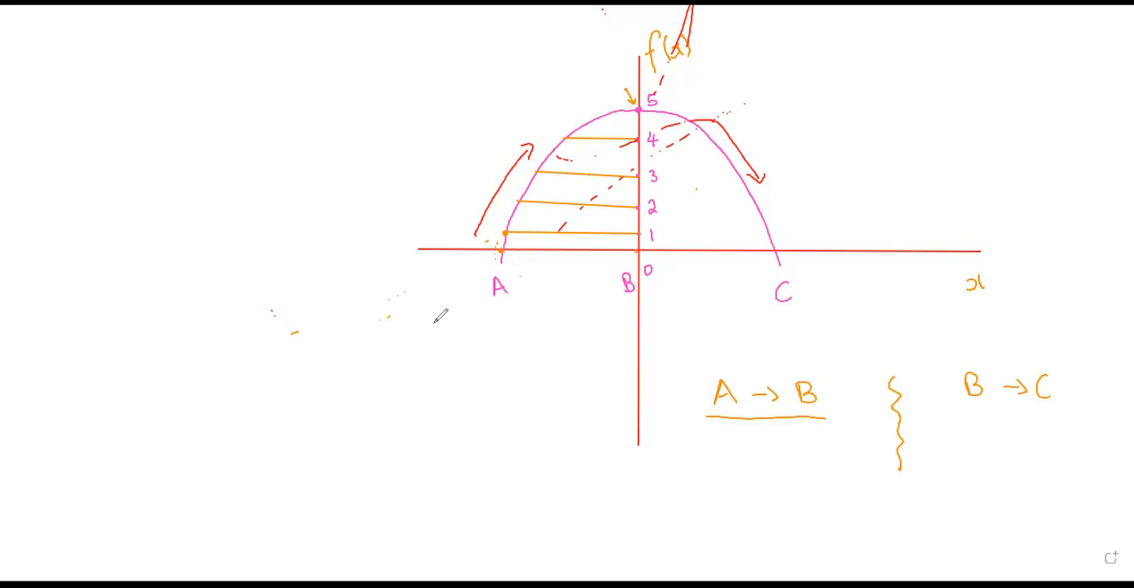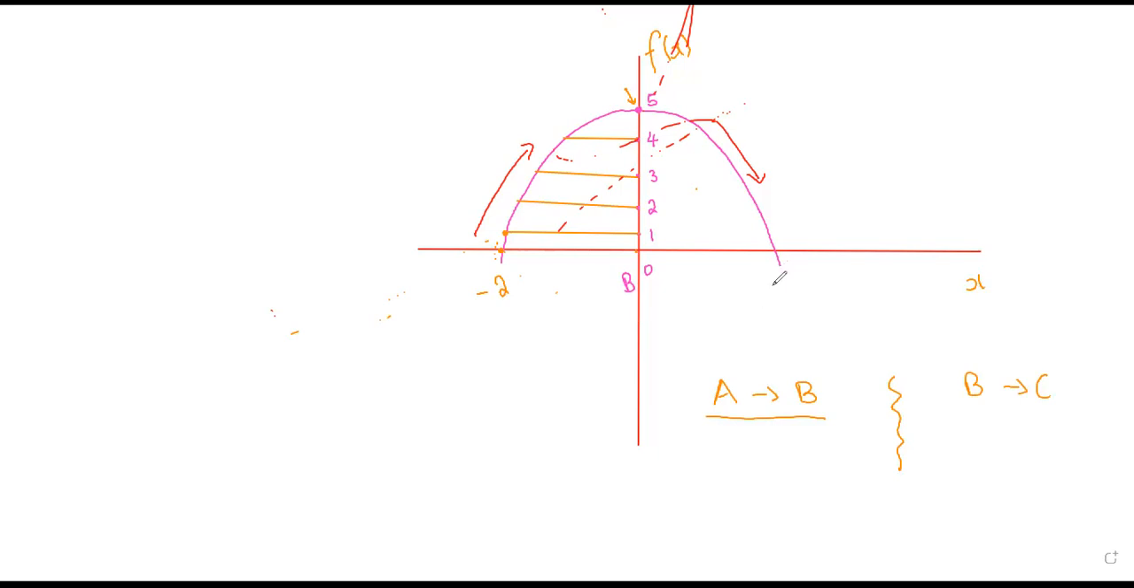let's say this coordinate is, for example, this is 2, and this is, sorry, this is minus 2, and this is plus 2. Okay.